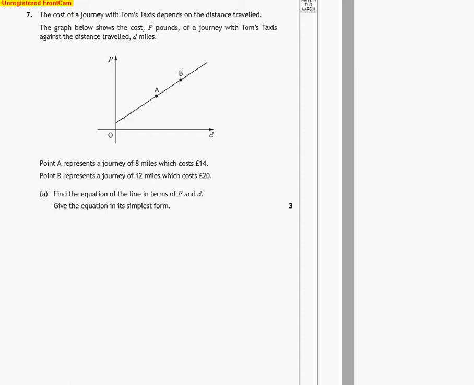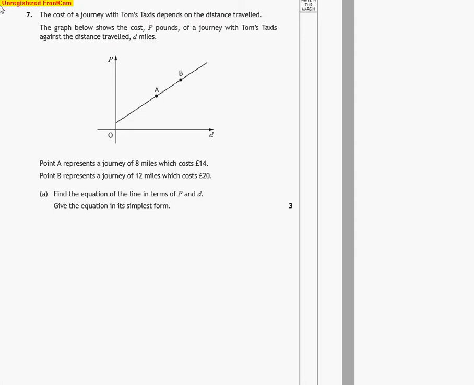So yeah, question 7. The cost of a journey with Tom's taxi depends on the distance travelled. The graph below shows the cost, which is p pounds, of a journey with Tom's taxis against distance travelled, which is d miles, and it's got 2 points. So there's a lot of information there we really don't need. Okay.